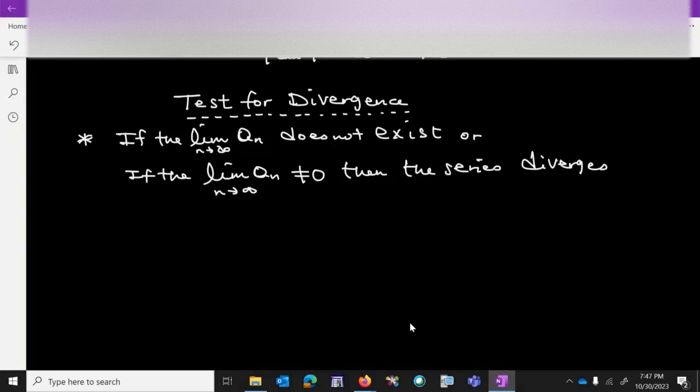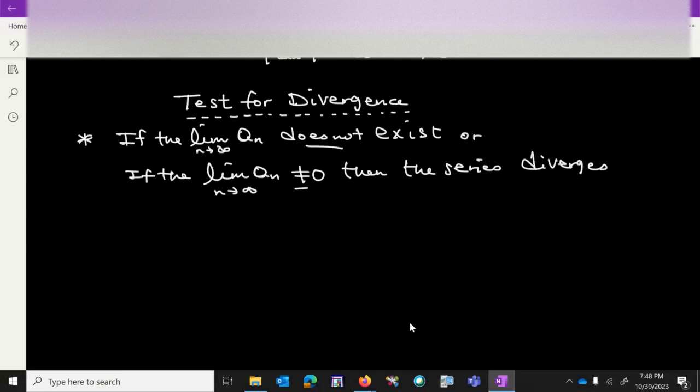So all we have to do is, if the limit of a sub n as n approaches infinity does not exist, or if the limit of a sub n is different from 0, then the series diverges. So we will have a series, and if the limit of that sequence does not exist, or if it is different from 0, simply we call it diverging, or divergent.